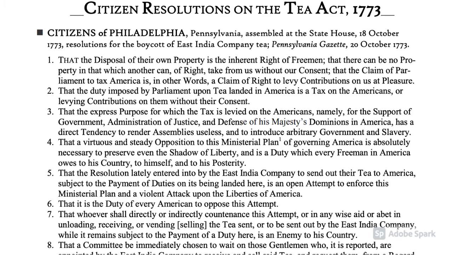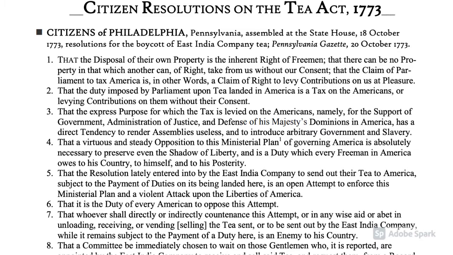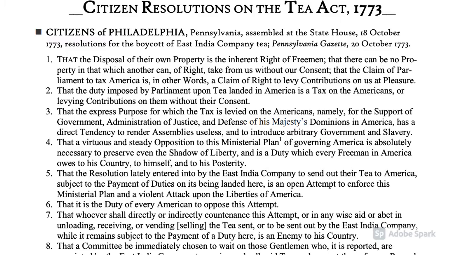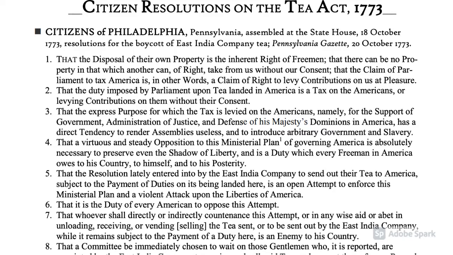As you can see, number 2 here says that the duty imposed by Parliament upon tea landed in America is a tax on the Americans, levying contributions on them without their consent. So this ties back into taxation without representation. And this taxation without representation further irritated the colonists. They already felt like they were being misrepresented in Parliament, and this act was really the tipping point for them.